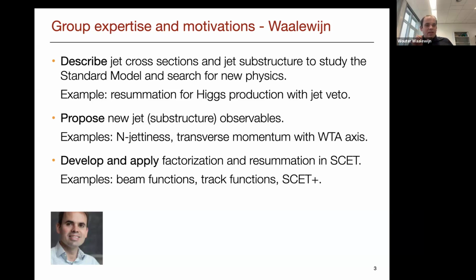And to do all these things, I apply and develop factorization and resummation in soft-collinear effective theory. Ignacio already gave a nice overview, so I'm very happy to not have to do that as well. When it comes to developing new things, not just applying them, some of the things that I've developed in my career are, for example, the beam functions or track functions, which describe the case where you do a measurement on charged particles only, and then you need some kind of new non-observed object. It looks a little bit like a fragmentation function, but it's a bit different. Or Sket plus, which is used to do resummation of more than 1 variable. Sometimes you have more types of logarithms in your calculation that need to be addressed.